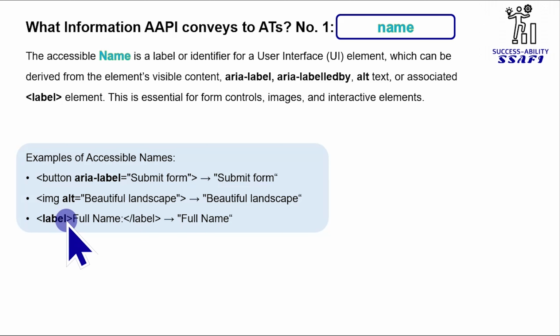Looking at a label tag, a label tag can enclose the visible text inside it, or it can use an ID and the for attribute to connect a label to an interactive form element. But in this case, we have the actual full name enclosed inside a label tag. Therefore, the following input field will have the full name as the accessible label or accessible name for that control.